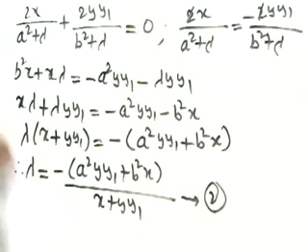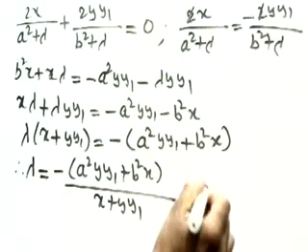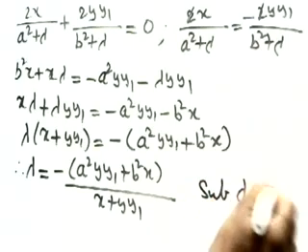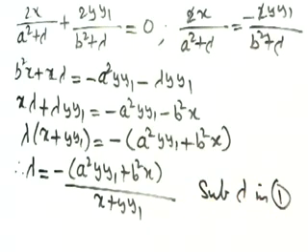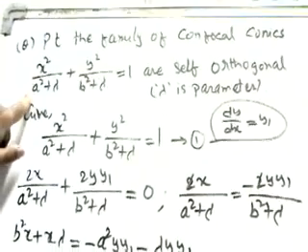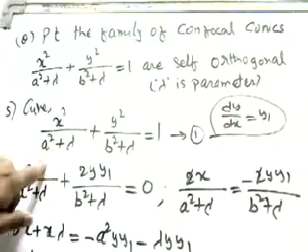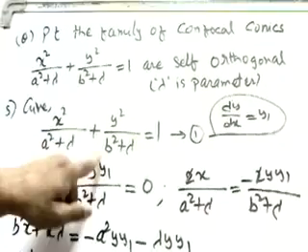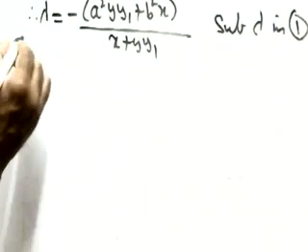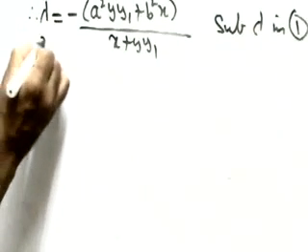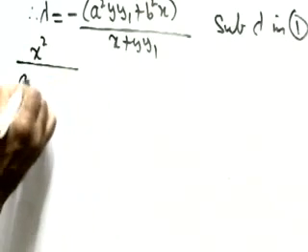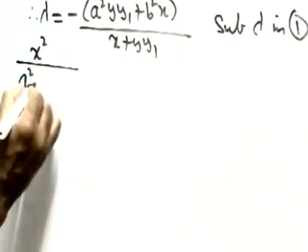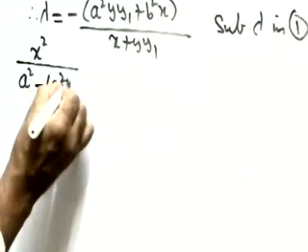Now substitute lambda in 1. Let me substitute the value of lambda in the question. What is the question we are having? See here, we are having the question x square by a square plus lambda, we will substitute this one, plus y square by b square plus lambda, we will substitute this one.